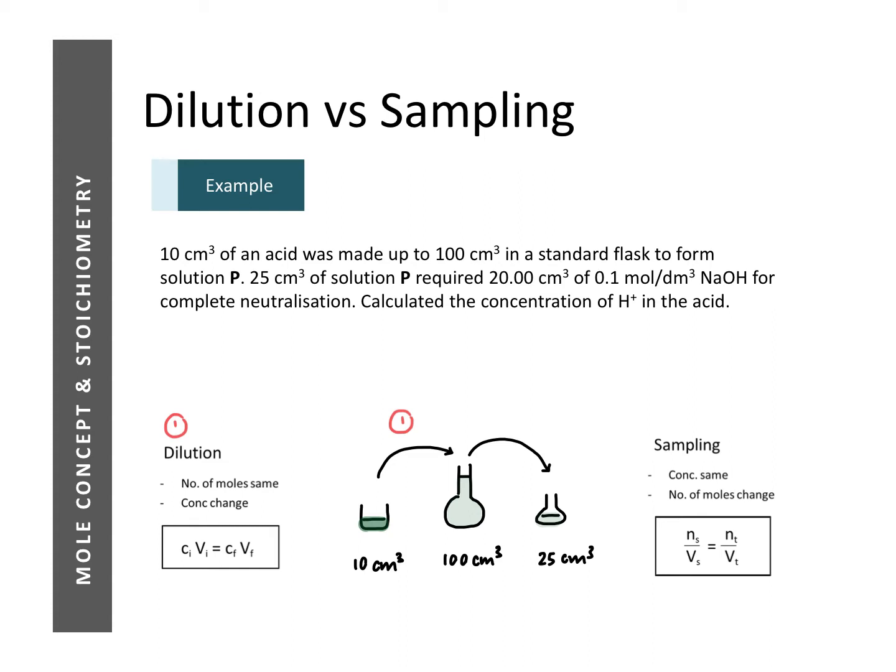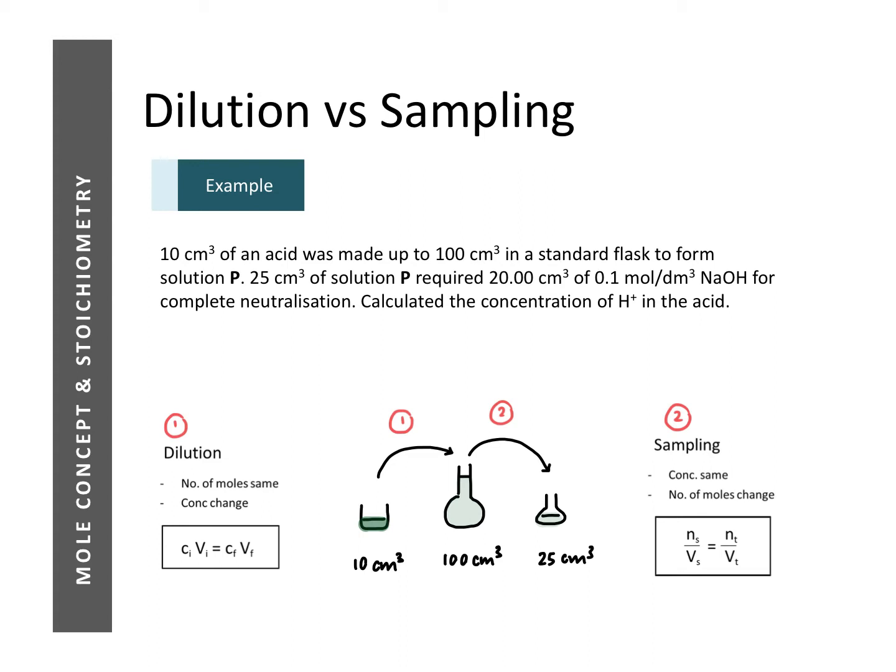In the next sentence, from the 100 centimeter cube of solution P, we take out 25 centimeter cube of the solution. All right, so we are only taking out a small portion. We are sampling the solution P. So sentence 2 essentially represents the phenomenon of sampling. Now that we have learned to identify dilution and sampling, we must know certain very important concepts associated to the two processes.